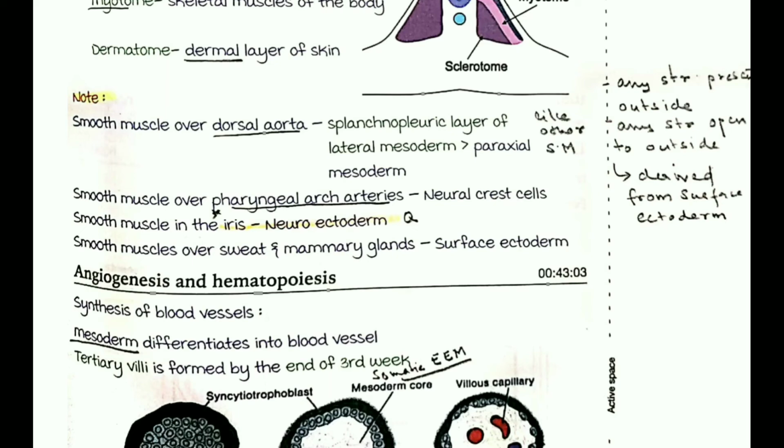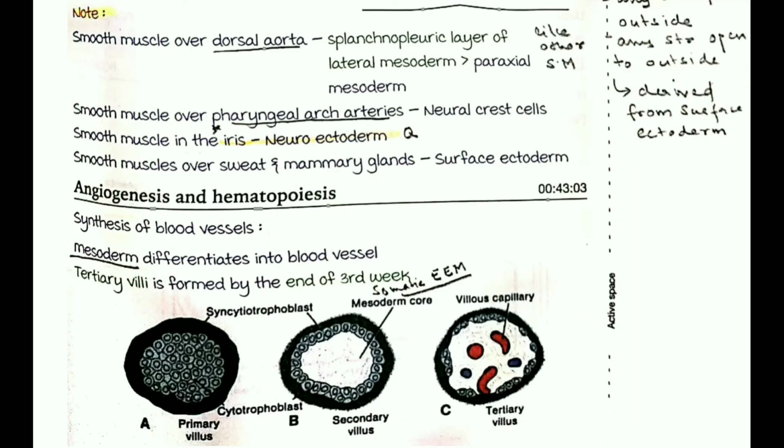But when the question comes about the smooth muscle over the pharyngeal arch arteries, then it will be from the neural crest cells. The smooth muscle in the iris, which is frequently asked, is derived from the neuroectoderm layer, and the smooth muscle over sweat and mammary glands is derived from surface ectoderm. So these are something to be noted. So that was about gastrulation.